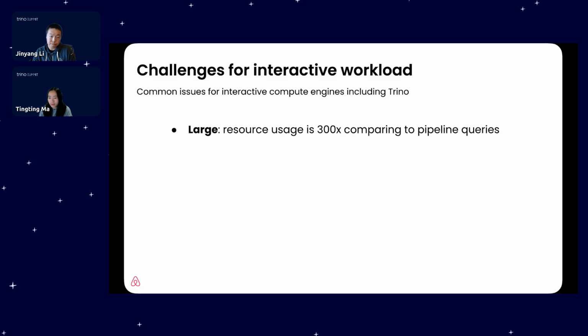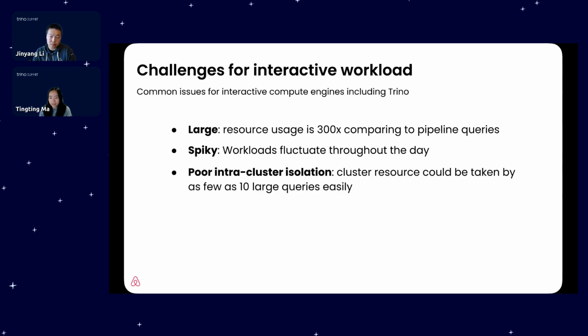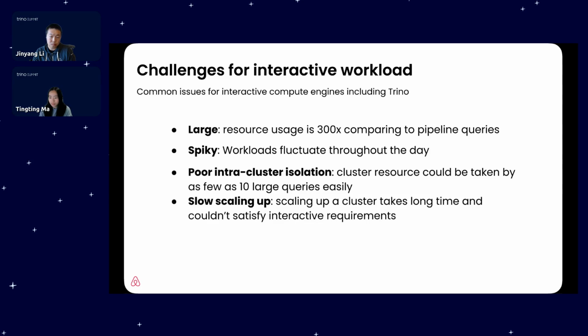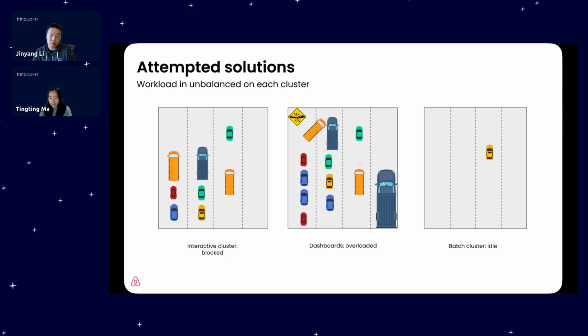It could use 300 times more compute resources than small pipeline queries on average. The workload can be spiky and fluctuate throughout the day. For example, there are more users running queries and opening dashboards in the mornings and fewer people running queries at night. Since we do not have a very good intra-cluster isolation mechanism, the resources of a cluster with 200 nodes can be easily taken by only a few, like 10 large queries. And cluster scale-ups take time and do not meet the expectation of interactive queries.